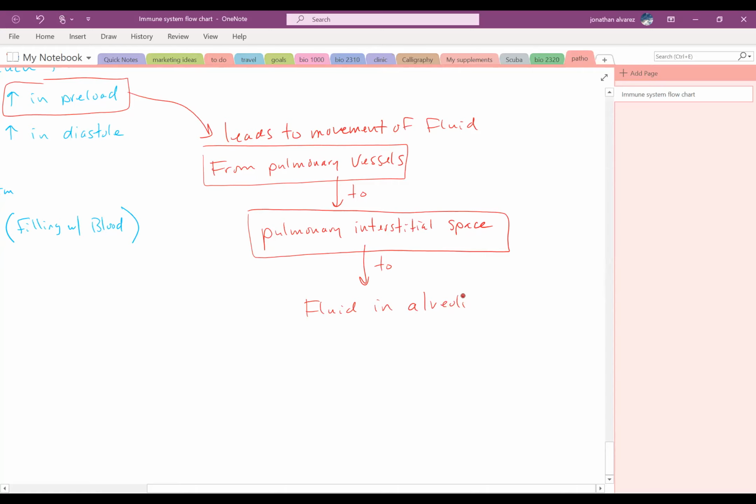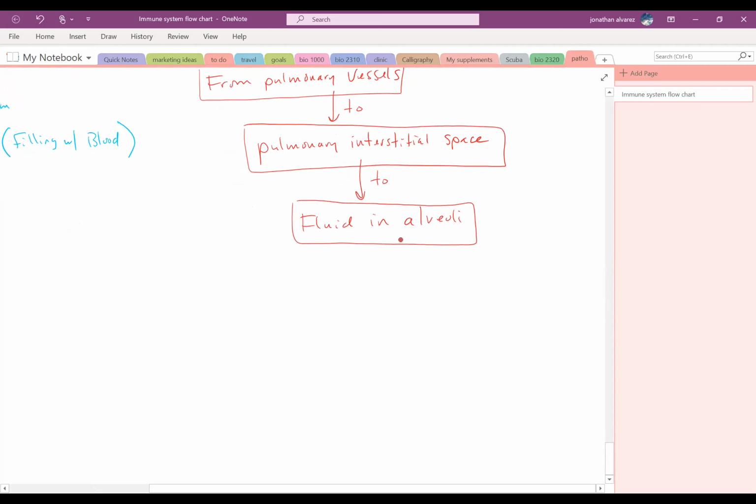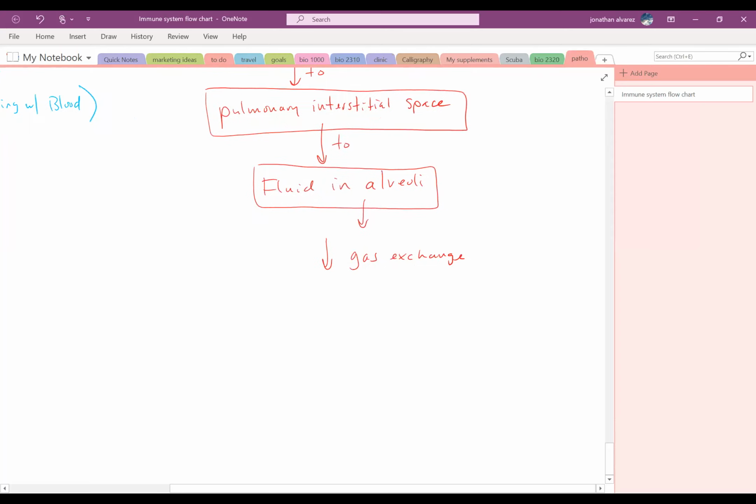Okay. And when that happens, when fluid gets into the alveoli, then you're going to have a decrease in gas exchange, such as a decrease in oxygen, for example. And then once the body experiences that whole hypoxia, then you're going to activate the sympathetic nervous system.